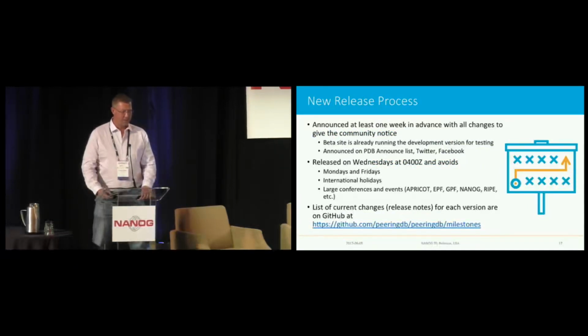So the new release process for changes to the PeeringDB platform: it's announced at least 1 week in advance with all changes to give the community notice. There's a beta site that's already running the development version for testing, and really I think we should call that a staging environment, because it's not beta, it's actually the next version that's running for you to test against. We announce on the PeeringDB list and Twitter and Facebook. We release on Wednesdays at 400 Zulu, and avoid Mondays and Fridays, international holidays, and large conferences like this. The release notes for each version are on GitHub as well, on that milestones link below.